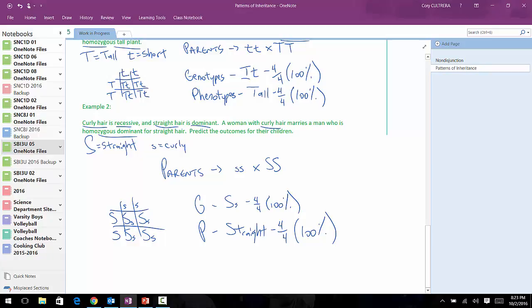So hopefully that makes sense. Try out the practice problems, and when we come back from Thanksgiving break, we'll probably have a quiz, or we'll do some more problems to practice on that. Okay.